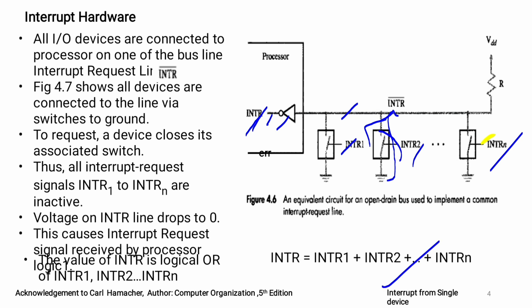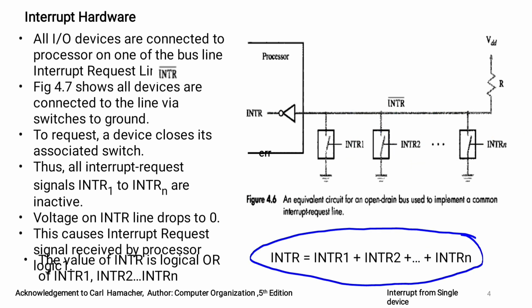When any device requests by closing the switch and making this line active, the processor gets an active high signal inside. So that is what this equation is indicating. So this is the hardware needed for the interrupt mechanism.